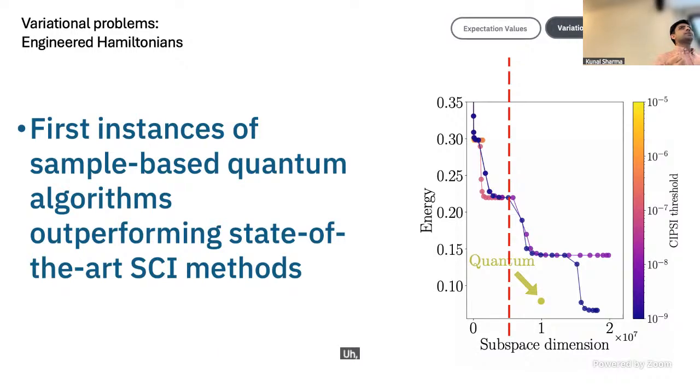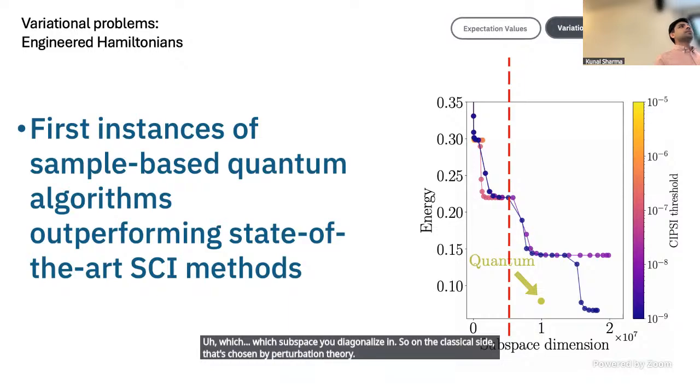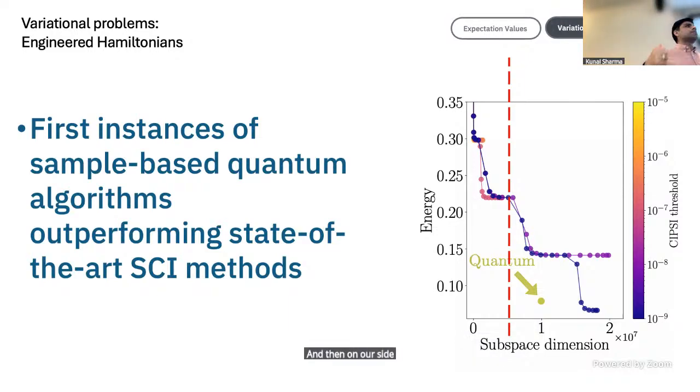Which subspace do you diagonalize in? On the classical side, that's chosen by perturbation theory. And on our side, we just get all the samples that we get from the device and then diagonalize on an HPC. So is this like ED, but with the subspace dimension we are searching?